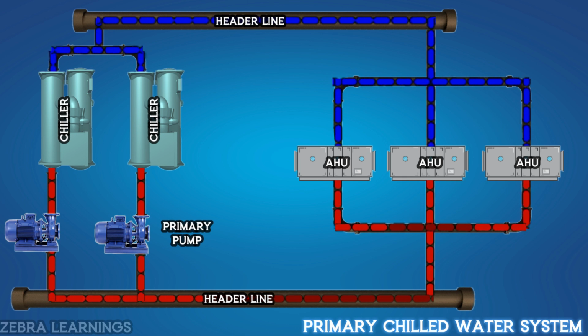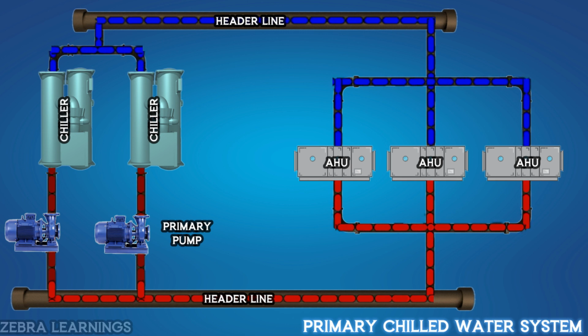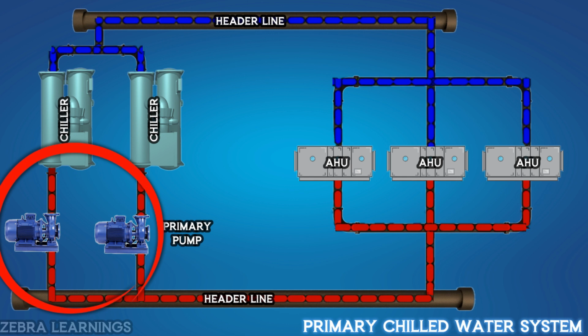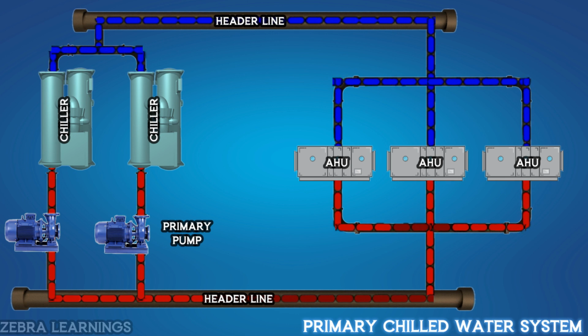The water then returns from the AHU to the chiller via the primary pump. This process continues continuously. The primary pump is the only pump that does this entire process. Since the primary chilled water system uses only the primary pump for the entire process, the efficiency of the primary chilled water system is lower than that of the primary secondary chilled water system. Therefore, this system is used only in small areas.